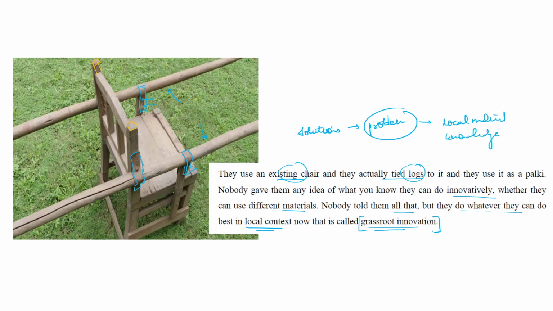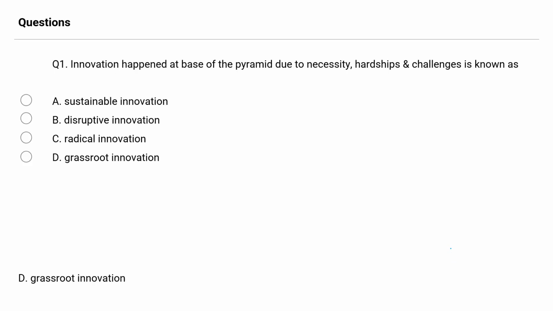So that is basically coming from grassroots innovation, from the base of the pyramid. Okay. So the correct answer, as you have mentioned, is grassroots innovation. Great. Innovation happened at the base of the pyramid due to necessity, hardships, and challenges. Okay. So well done. We'll proceed to our next question.